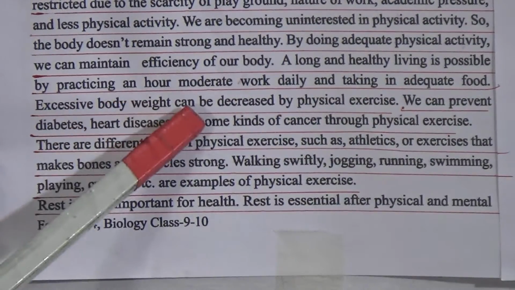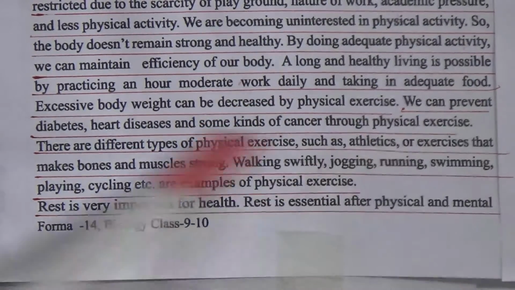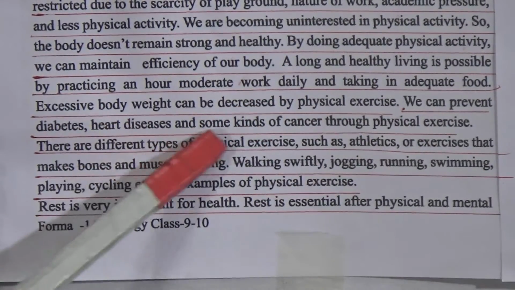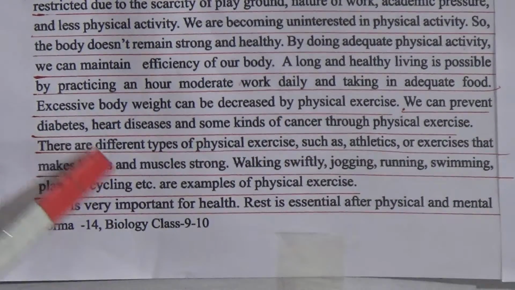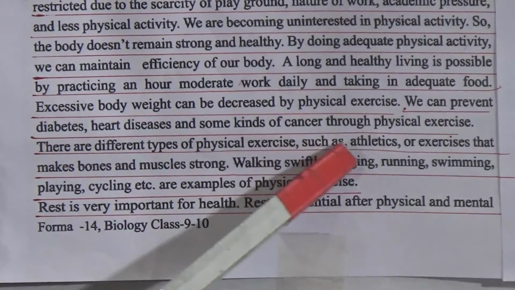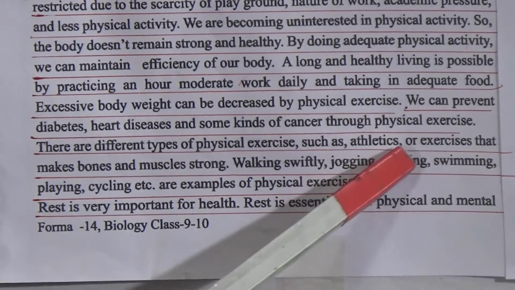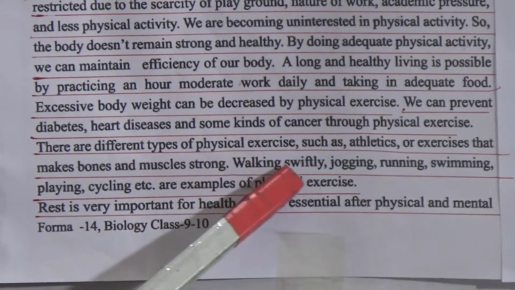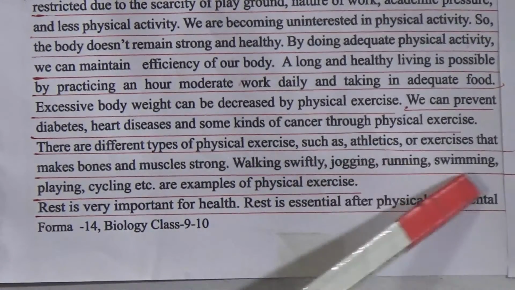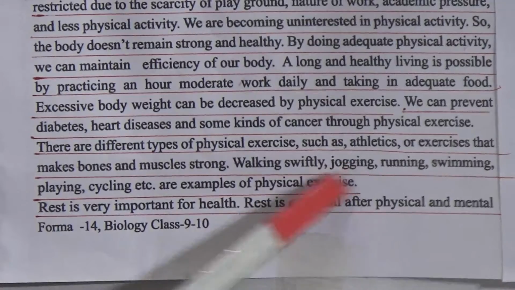Excessive body weight can be decreased by physical exercise. We can prevent diabetes, heart disease and some kinds of cancer through physical exercise. There are different types of physical exercise, such as athletics and exercise that make bones and muscles strong, walking swiftly, jogging, running, swimming, playing, cycling, etc. These are examples of physical exercise.